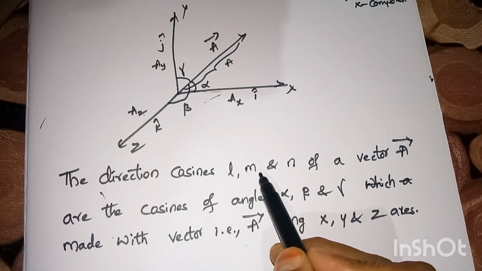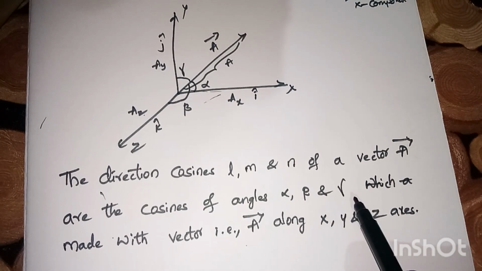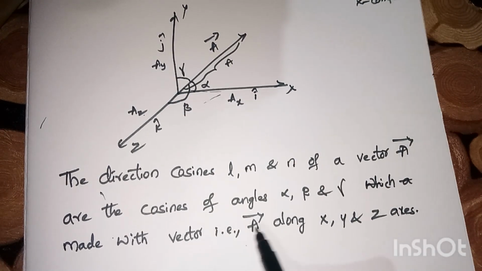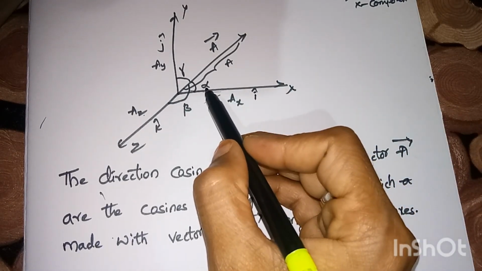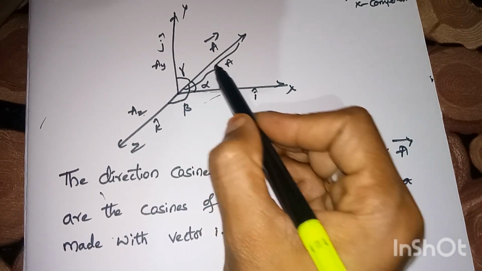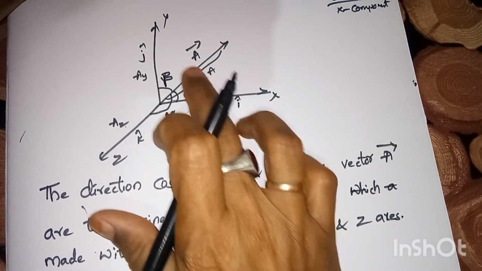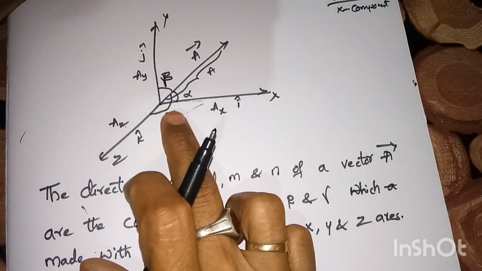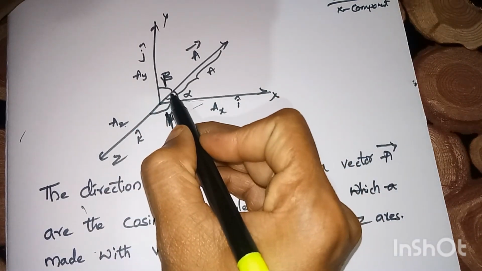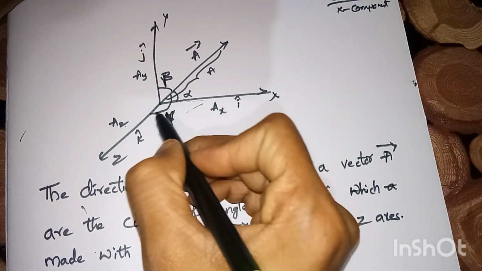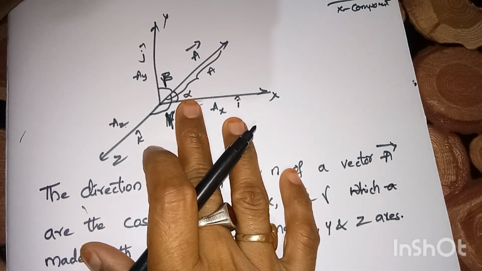The direction cosines L, M, N of a vector A bar are the cosines of the angles alpha, beta and gamma made by the vector A bar along the x, y, z axes. Here alpha is the angle made by the vector A bar with the x axis, beta is the angle made with the y axis, and gamma is the angle made with the z axis. So with the help of direction cosines we can find the angle.